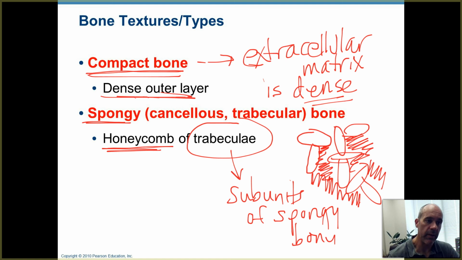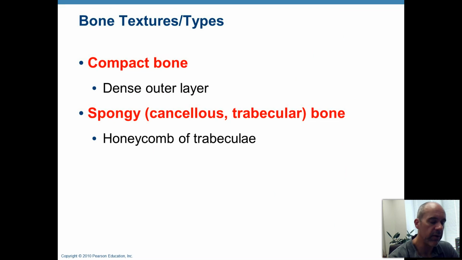And in some bones, in some of those spaces, you have red marrow. So the softer tissue in between those little bony subunits contains these cells that are involved in manufacturing your red blood cells and your white blood cells. Now, you don't have that in every part of the body where there's spongy bone, but quite a bit of your hematopoietic tissues when you're an adult exist in some of the spongy bone areas of the body.